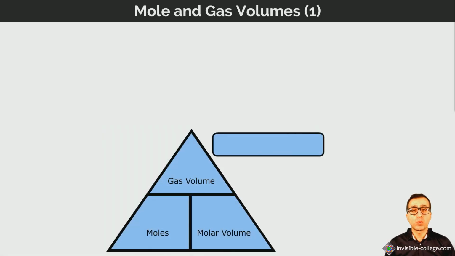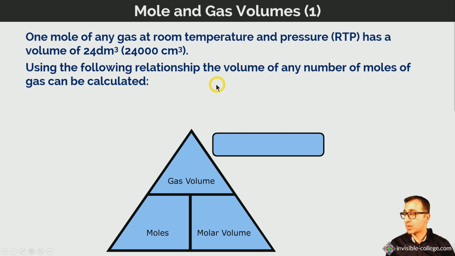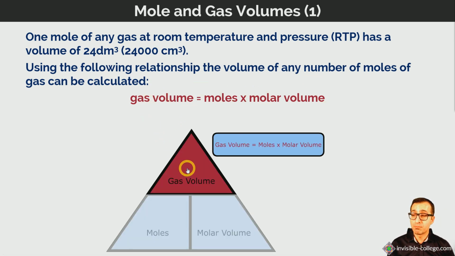So back to gas volumes then. 1 mole of any gas at room temperature and pressure, or RTP, has the same volume, which is 24 cubic decimeters, which is the same again as 24,000 cubic centimeters. Now this relationship can be expressed like this, and if you need to rearrange this equation and you need one of these formula triangles, then you can use this one. So the gas volume is equal to moles multiplied by the molar volume, which is 24 cubic decimeters at room temperature and pressure.